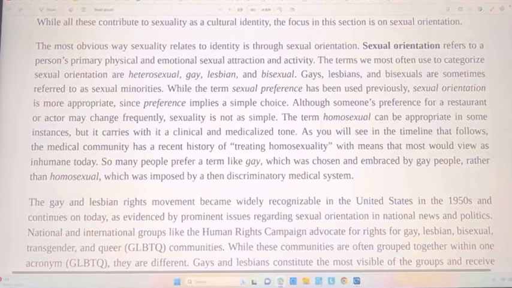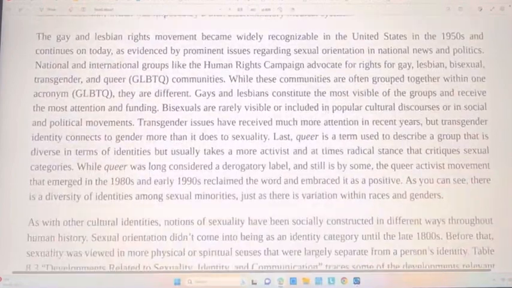So many people prefer a term like gay, which was chosen and embraced by gay people, rather than homosexual, which was imposed by a then discriminatory medical system. The gay and lesbian rights movement became widely recognizable in the United States in the 1950s and continues on today, as evidenced by prominent issues regarding sexual orientation in national news and politics.